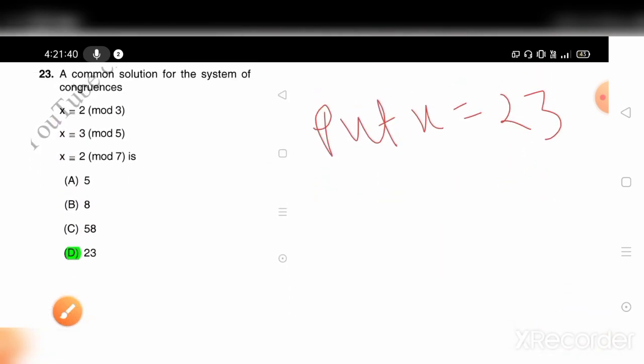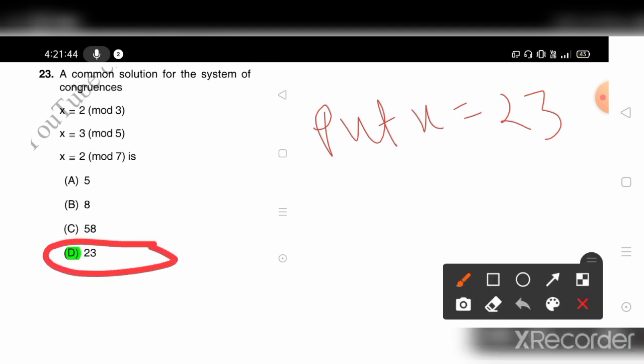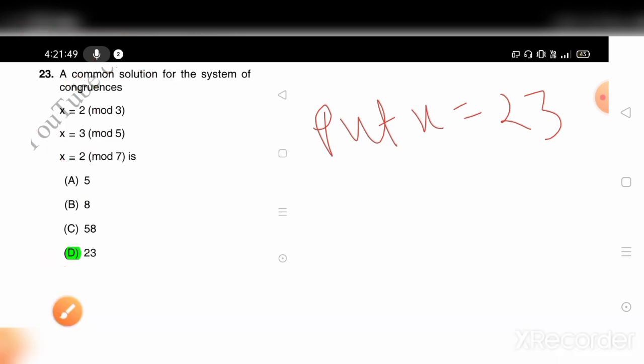The common solution for the system of congruences is, here put this value x equal to 23 and it satisfies the remainders, so option D is correct.